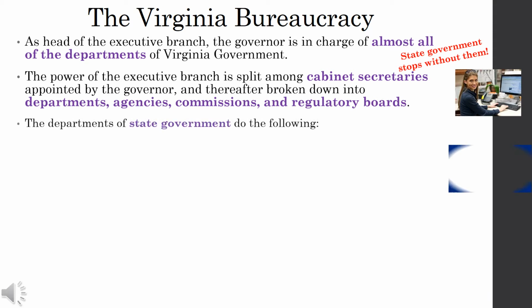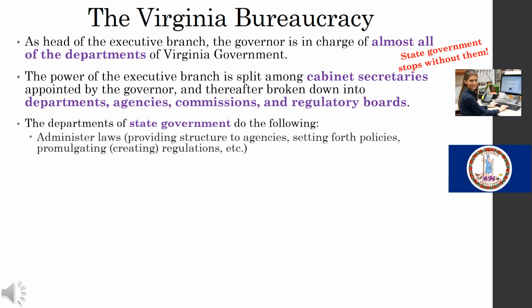Here's the thing. The departments of state government do the following. They administer the laws, they provide structure to agencies, they set forth policies, and they promulgate or create regulations. When you deal with a state agency, there are rules to follow, and we get to all know what those rules are because they are published for everyone to see. They enforce the laws. That's the Virginia State Police, the Virginia Marine Police. Any state law enforcement agency is enforcing the laws on behalf of state government.